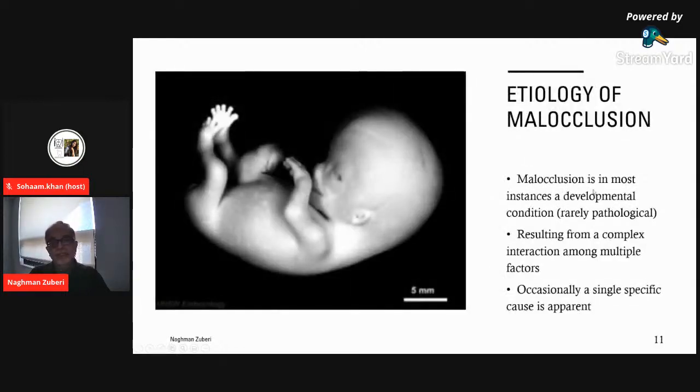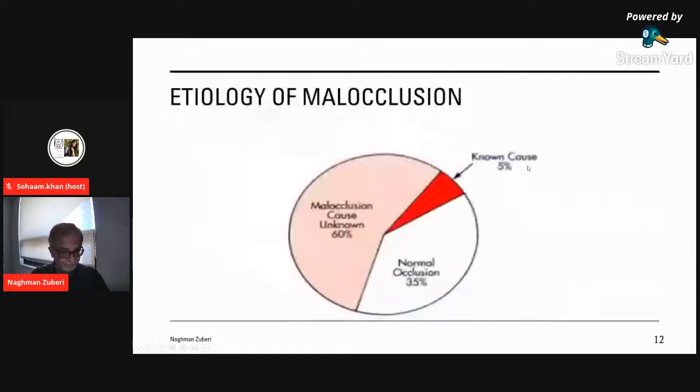Etiology of malocclusion: in most instances, it is a developmental condition. Rarely it is a pathological condition. We are talking about deviating from Engel's class 1 molar relationship and skeletal 1 relationship, which results from a complex interaction among multiple factors. Occasionally there is only one specific cause, but usually there would be multiple causes. So, etiology of malocclusion, we can say that it is multifactorial.